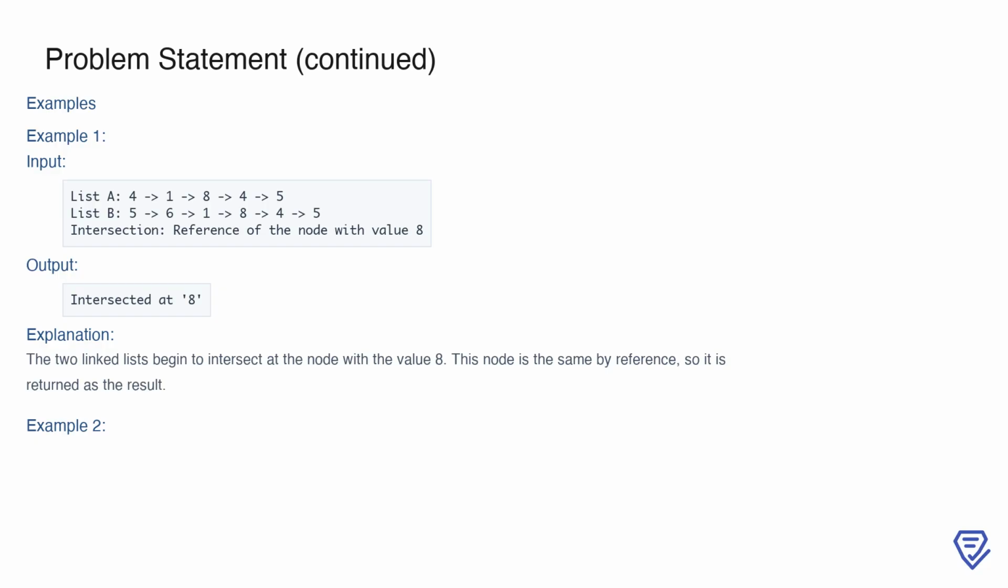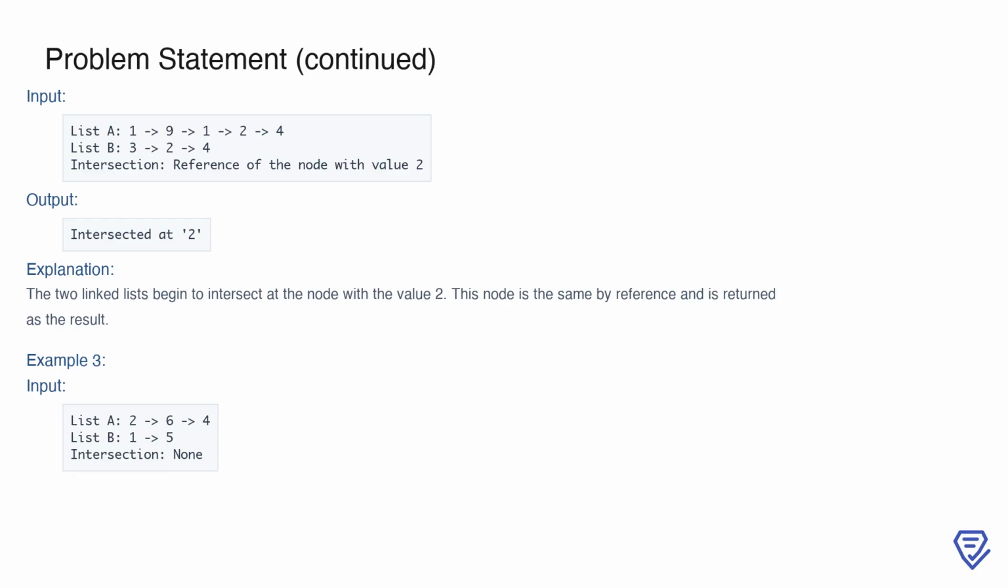This means the node with value 8 exists in both lists as the exact same node by reference. The function should return this intersecting node, and the output for this example would be intersected at 8. The structure of the list shows that all nodes following the intersection point, including the 8 itself, are shared between the two lists. Here's another example.